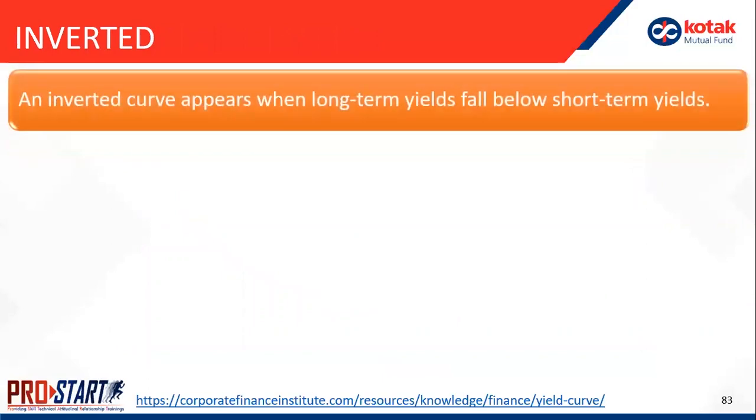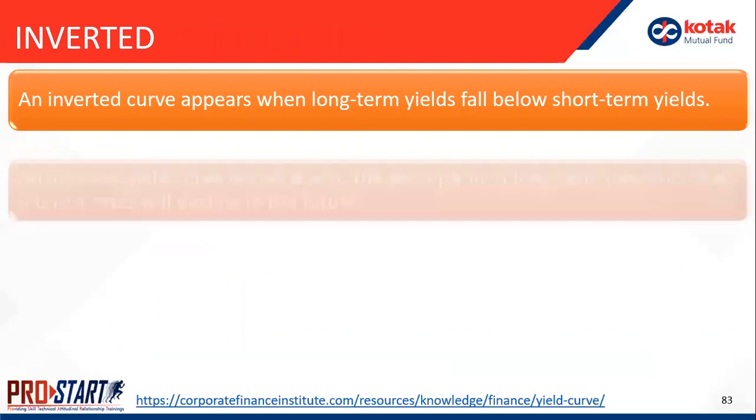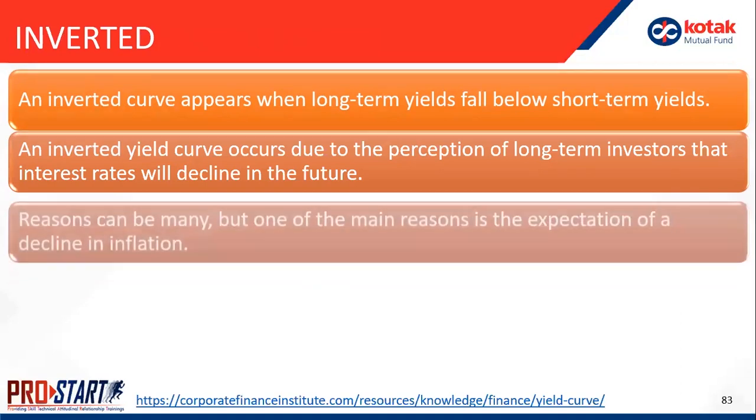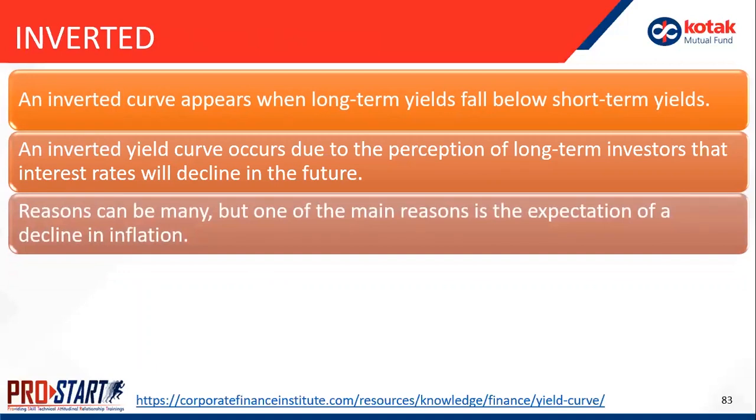An inverted curve appears when long-term yields fall below short-term yields. An inverted curve occurs due to the perception of long-term investors that the interest rates will decline in the future. Though this can happen for a number of reasons, one of the main reasons is the expectation of a decline in inflation.